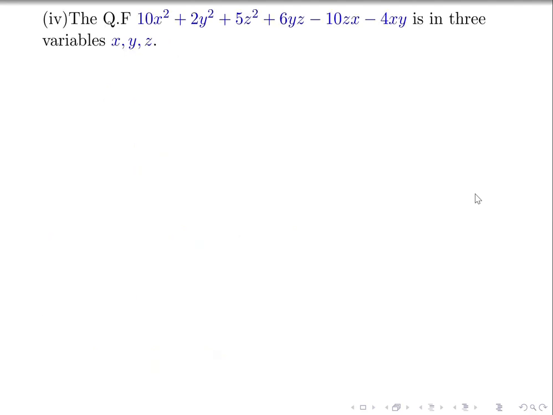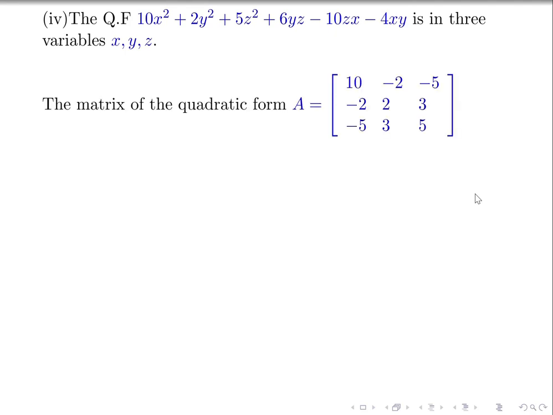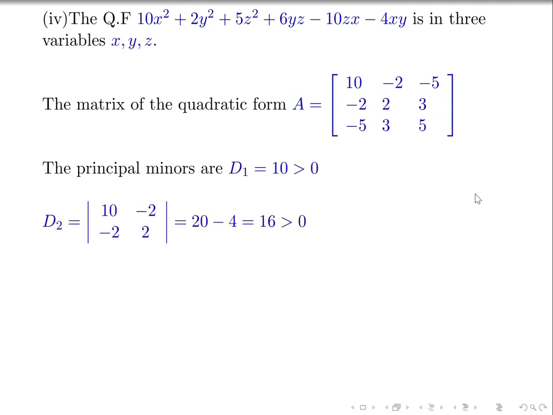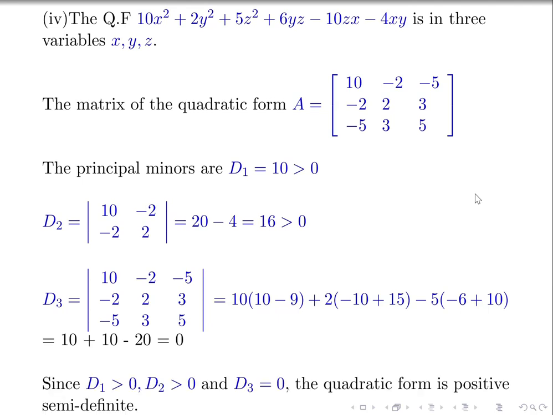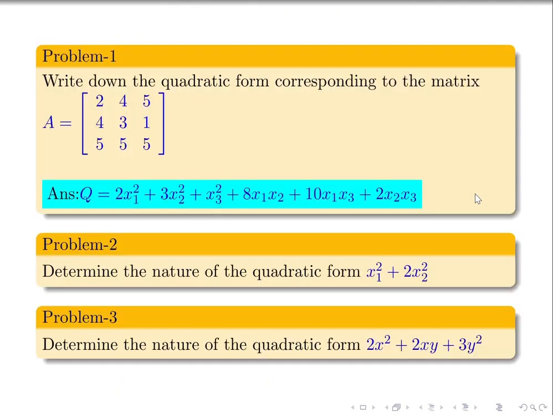Next, the quadratic form 10x square plus 2y square plus 5z square plus 6yz minus 10zx minus 4xy is in three variables x, y, z. Therefore the matrix A is of this form. The principal minors are d1 positive, d2 also positive, and d3 is 0. Since d1 and d2 are positive and d3 is 0, it comes under the case of positive semi-definite.